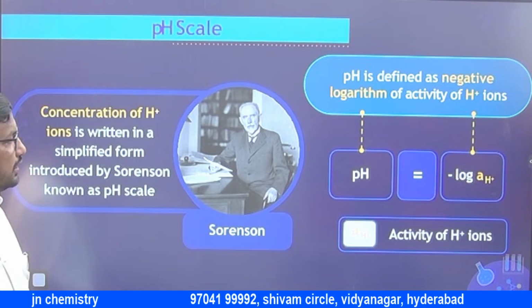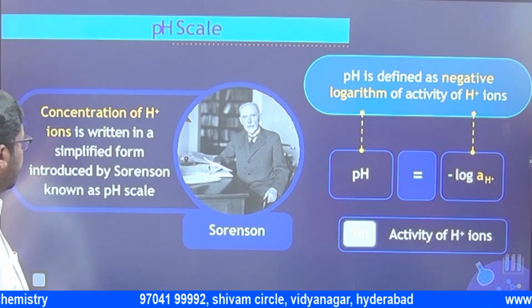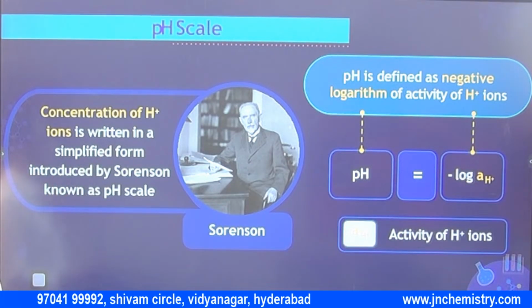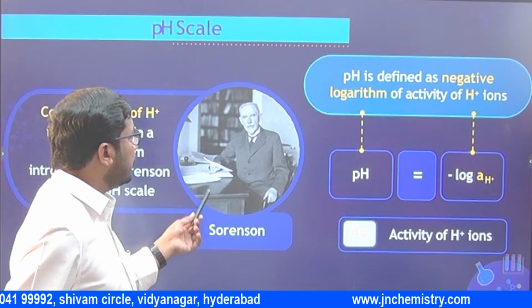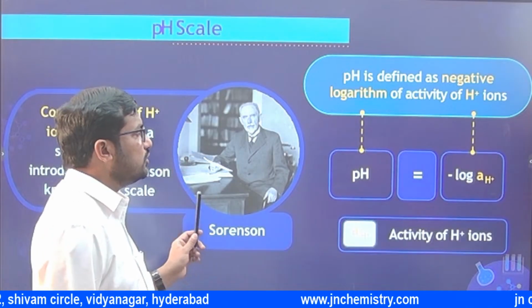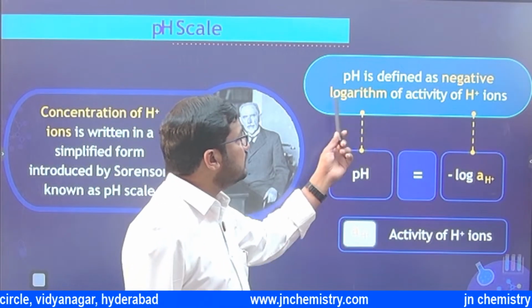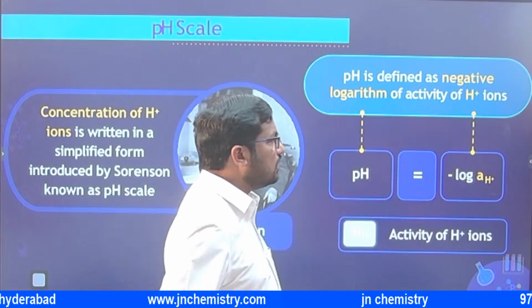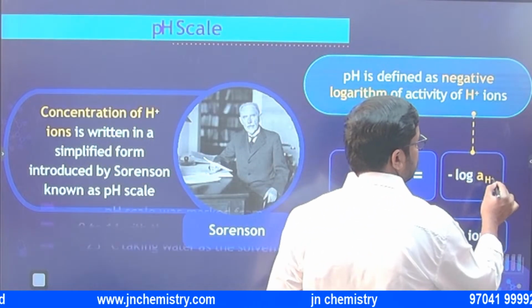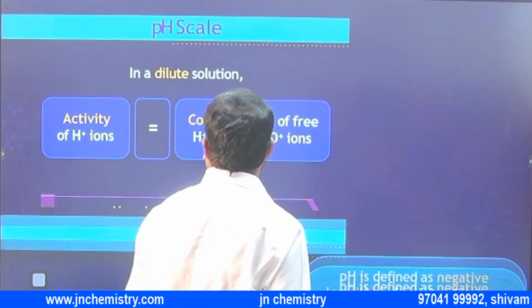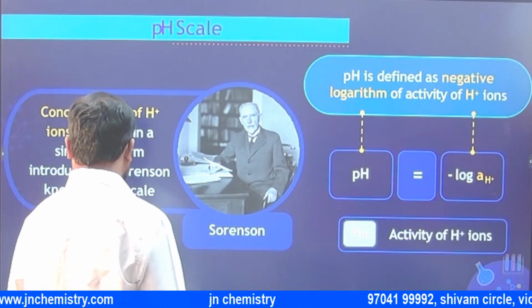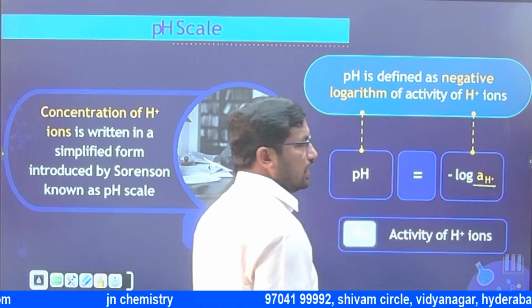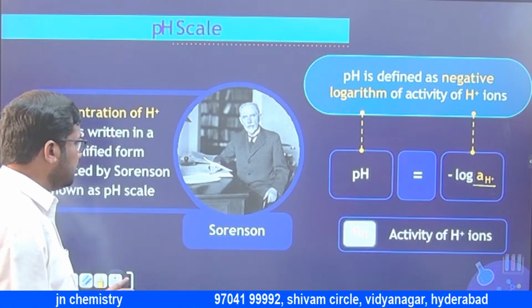Next one, pH scale. The concentration of H plus ion written in simplified form, I already told you. This is the Sorensen pH scale, generally we can say Sorensen scale also. pH is defined as the negative logarithm of H plus ion concentration. pH is equal to minus log H plus ion concentration. Already we discussed this, so no need to write.